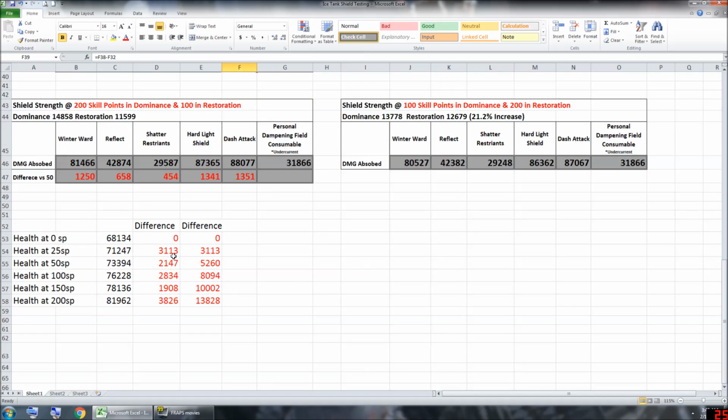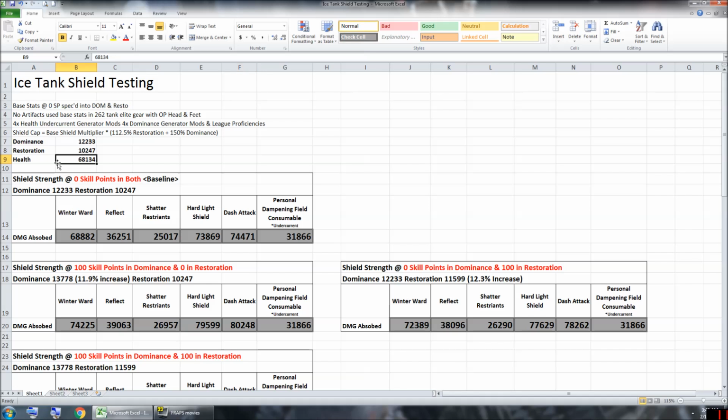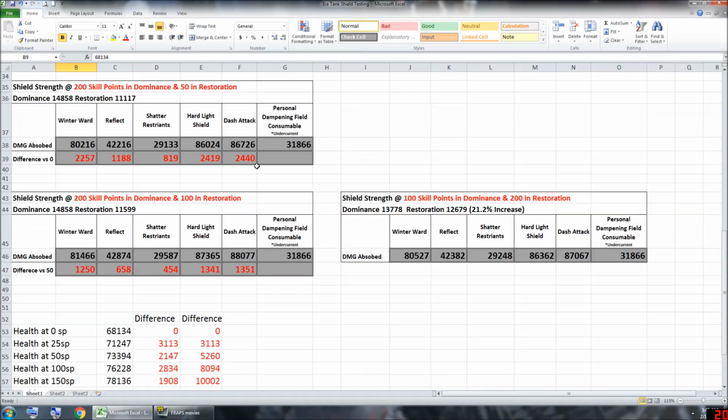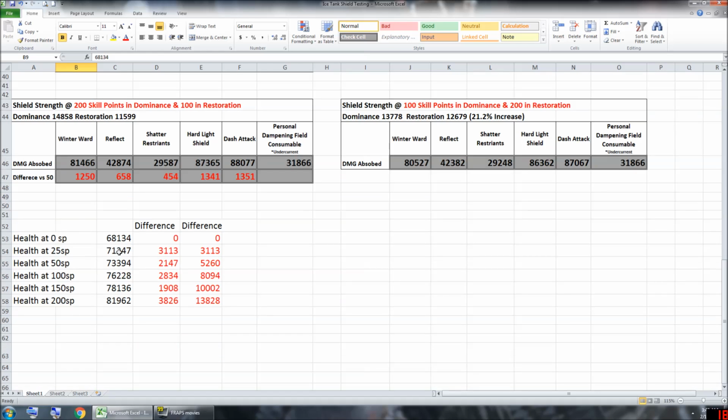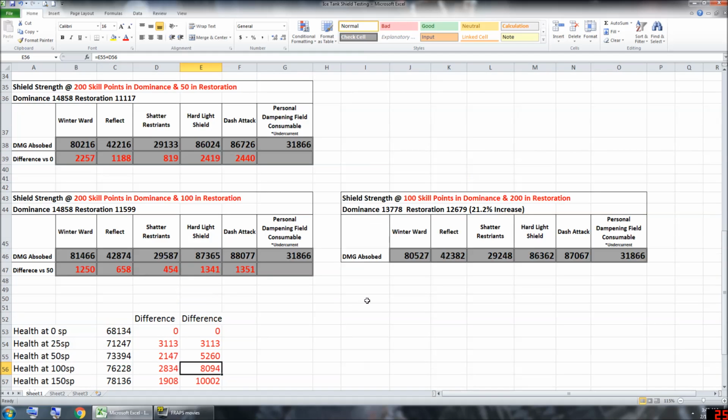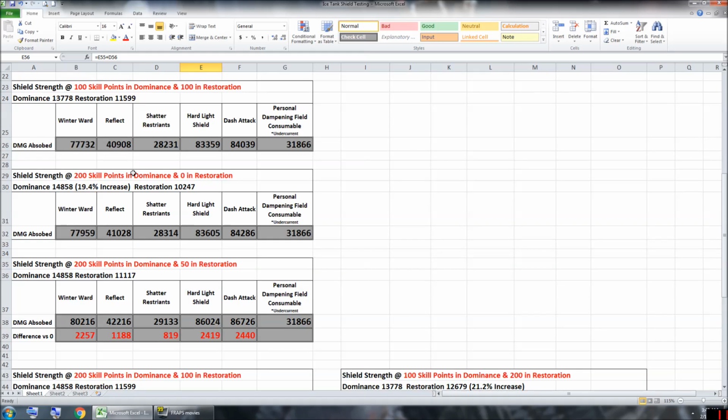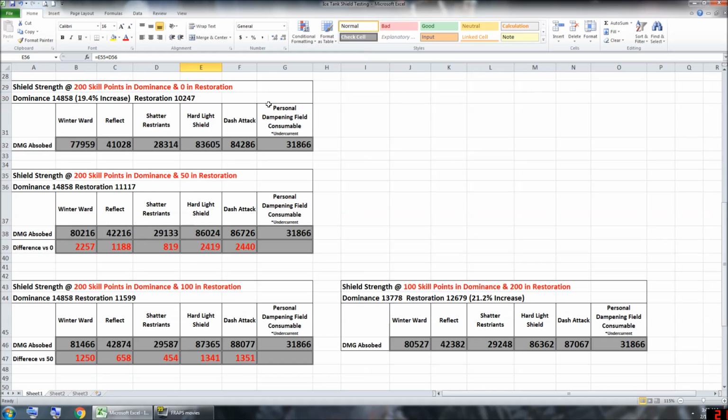So if we go back down to our health, I started with 68,134 health. That was at zero skill points, no artifacts. That's just base stats. So if I put 25 skill points in, my health goes up to 71, so that's an extra 3,000 health. If I put an extra 25 skill points in, my health goes up to 73, which is an extra 2,100 on top of that, or 55,260 total. And then my health at 100, 76, or an 8,000 increase. So what I'm trying to get here is, say you put 200 skill points in Dom and 50 in Resto.